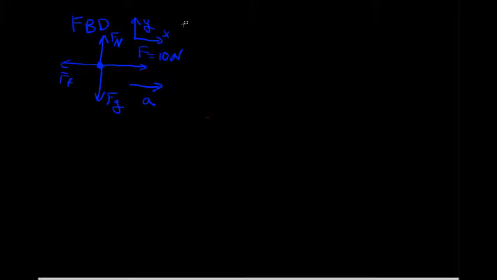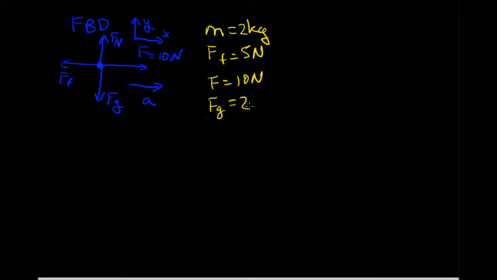So here's our free body diagram that we drew right at the end of the last screen. And let me just go ahead and write down some of the, I'll use a yellow here, right? We said that the mass of the object is 2 kilograms. The friction force is 5 newtons. The force which we have written there is 10 newtons. We knew that the force of gravity, right, is 20 newtons.